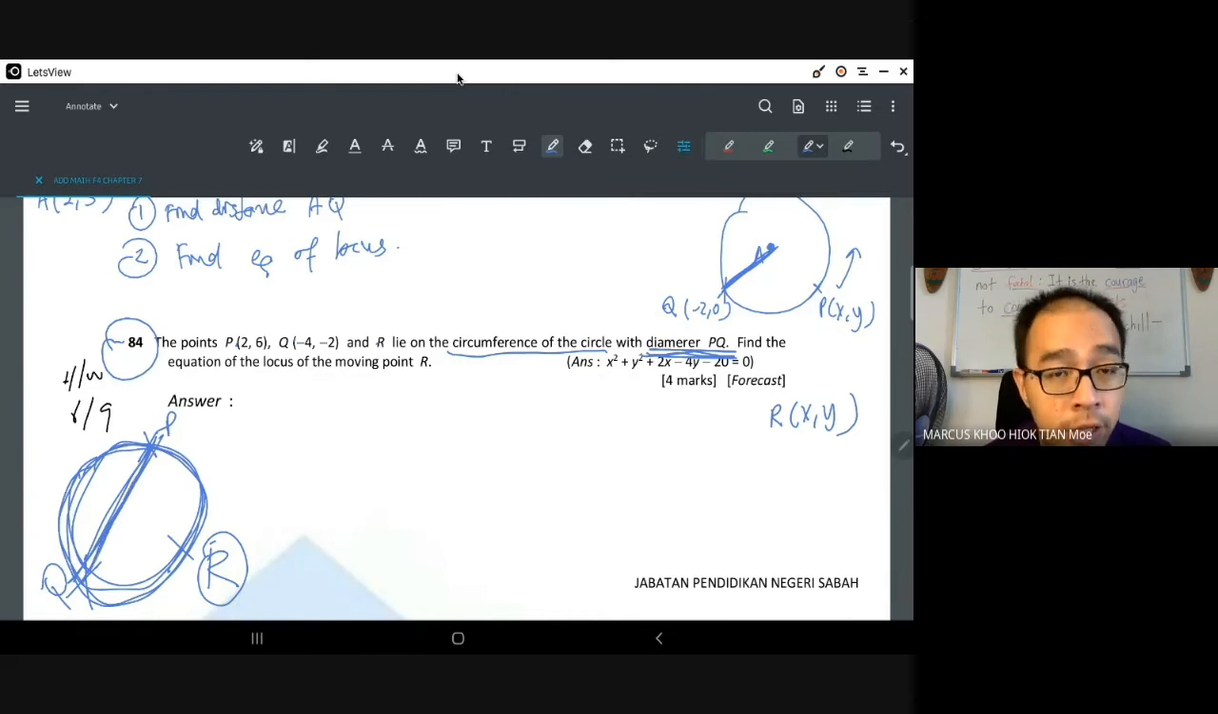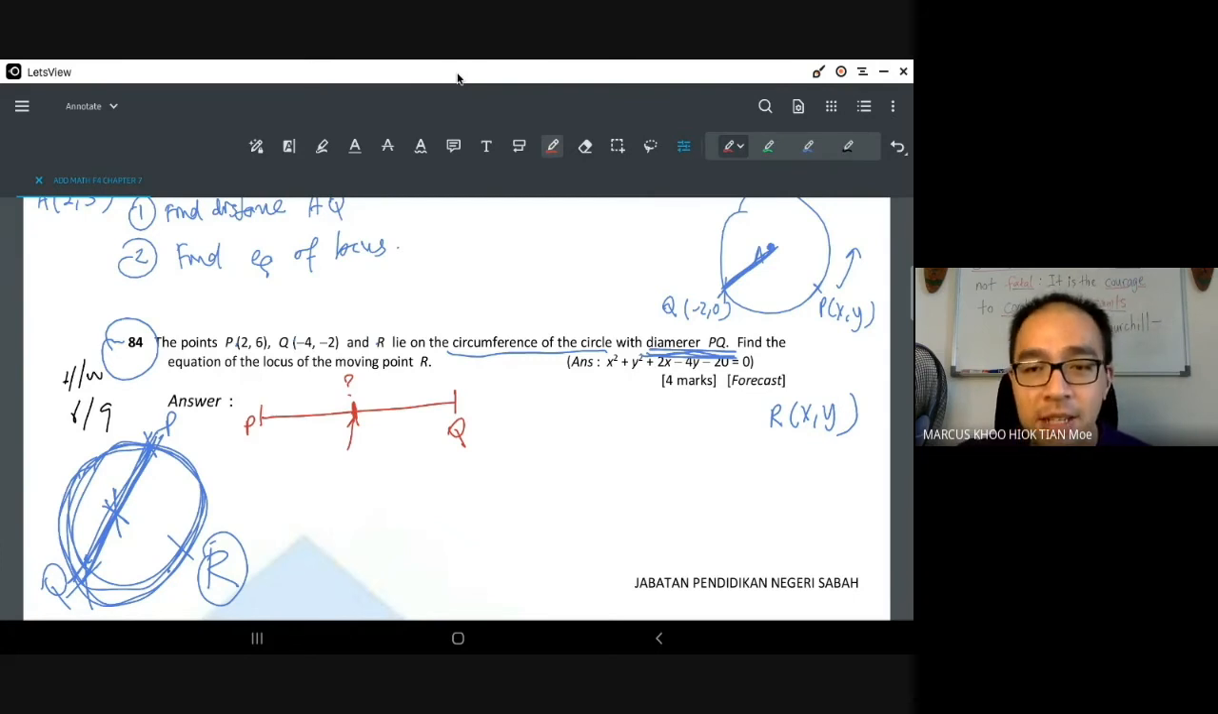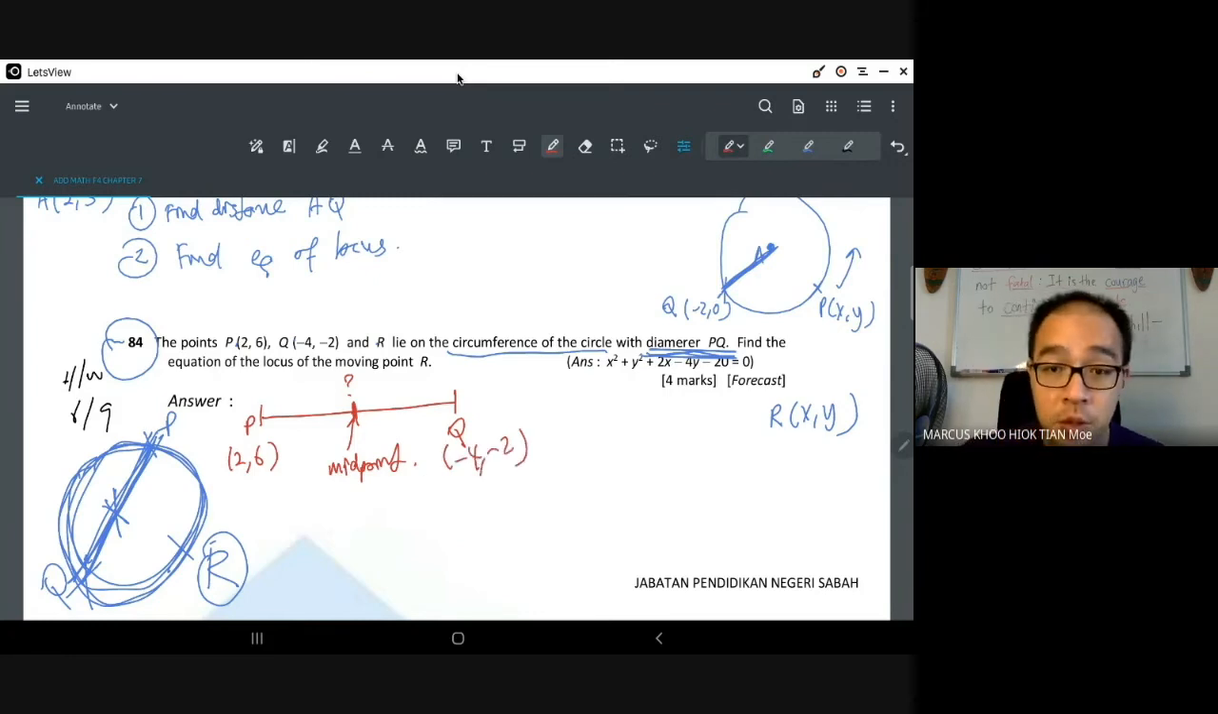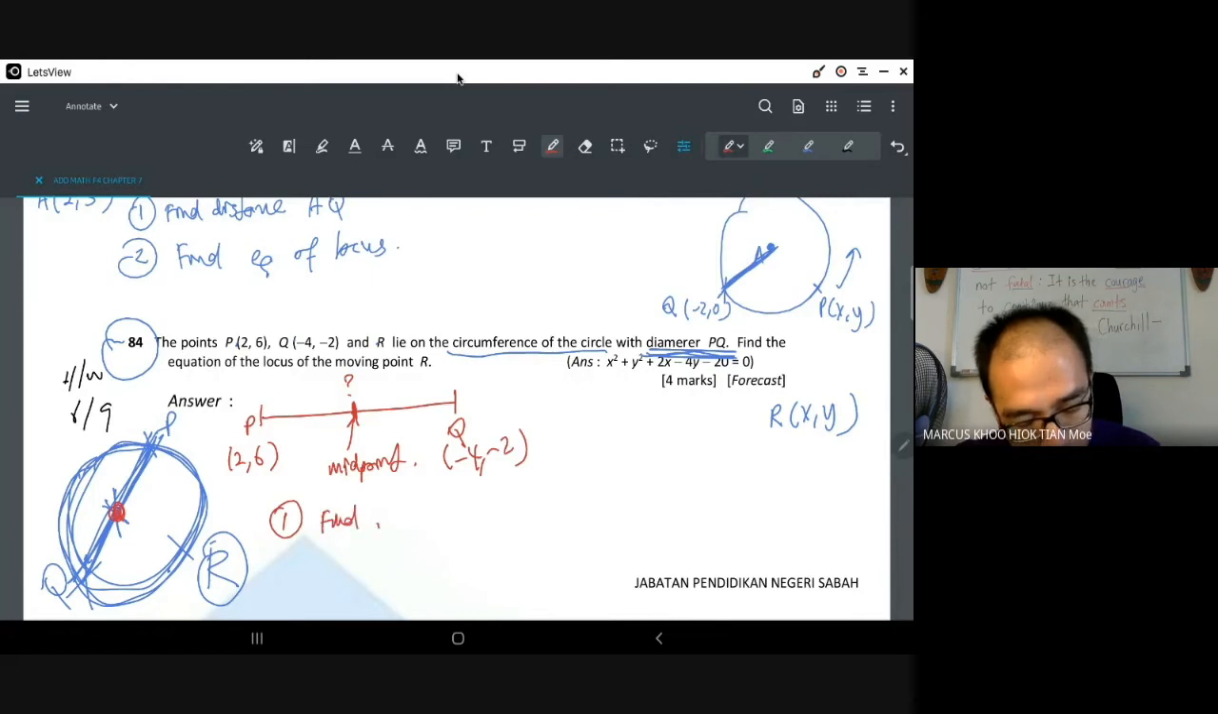If I give you the diameter, what is the center of the circle known as? What do you think? The center of the diameter is called the midpoint, and we know how to calculate the midpoint, remember? The center is the midpoint. So you have this point, (2, 6), and you have this one, (-4, -2). So you find the midpoint. That is the center of the circle. So the first step is to find the midpoint.